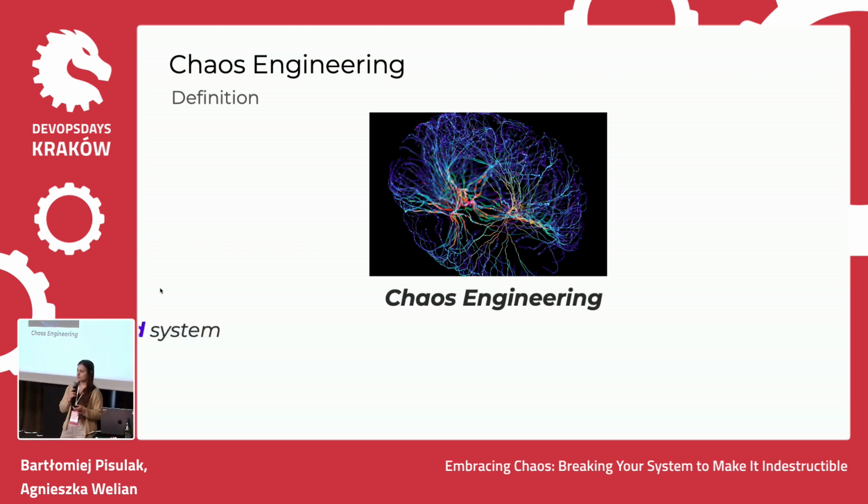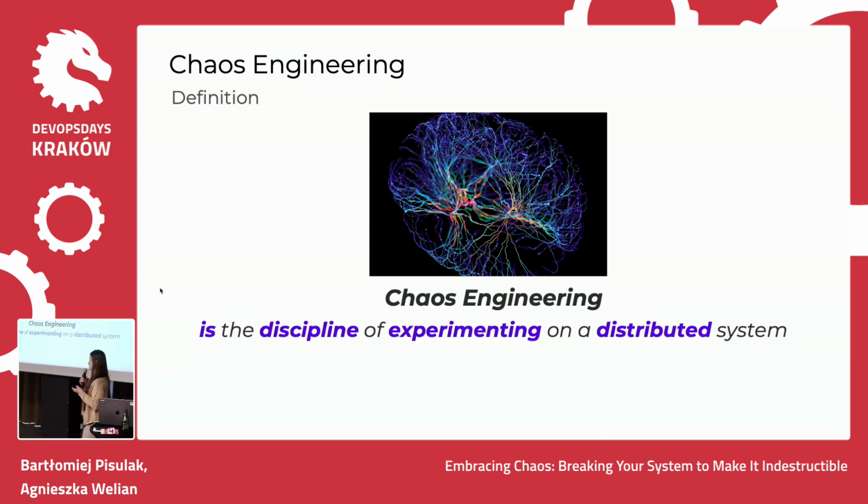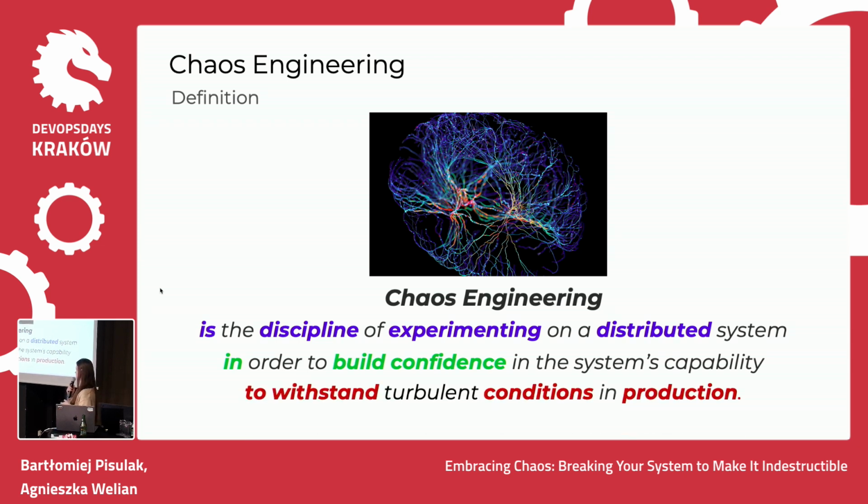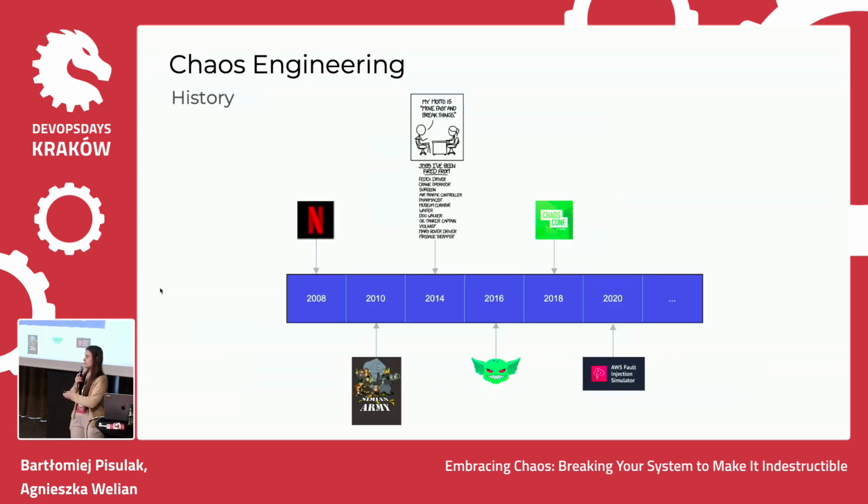So chaos engineering is the discipline of experimenting on a distributed system in order to build confidence in the system's capability to withstand turbulent conditions in production. It simply means that in a distributed system, we run some experiments to make sure that the system is resilient. And now, let's briefly talk about the chaos engineering history.